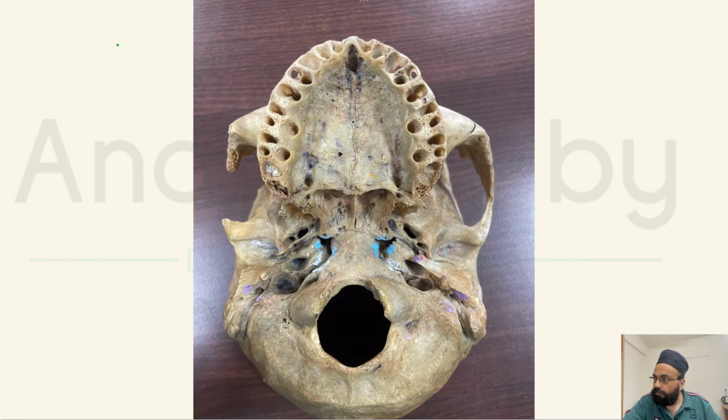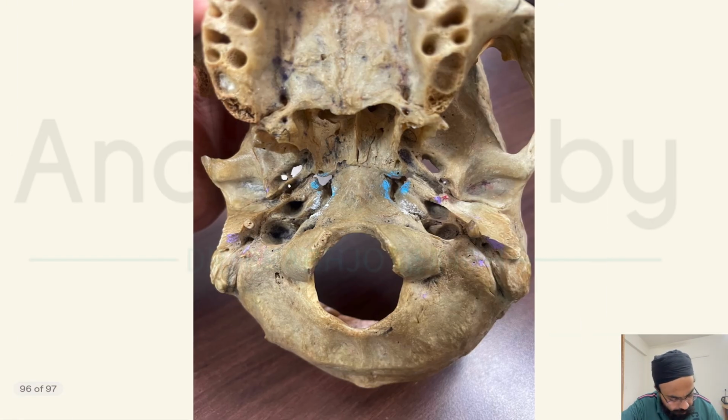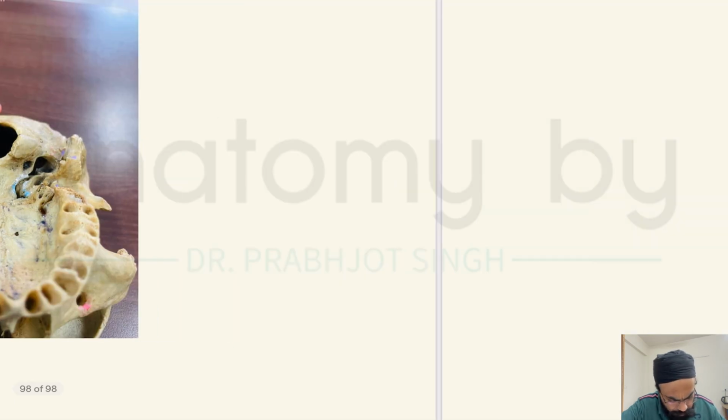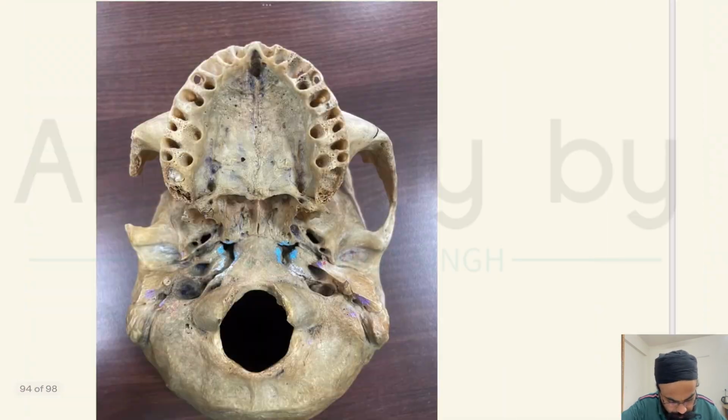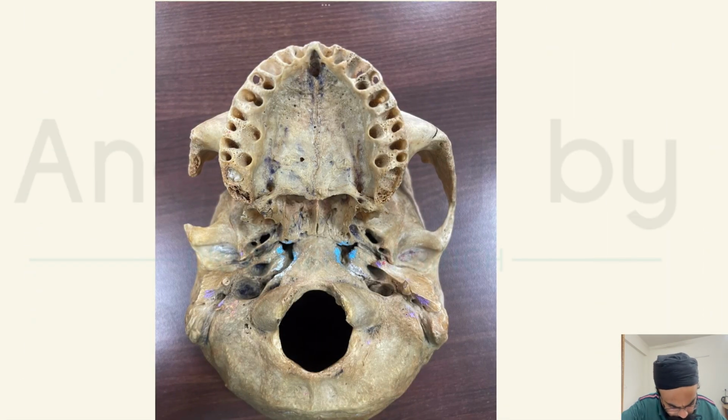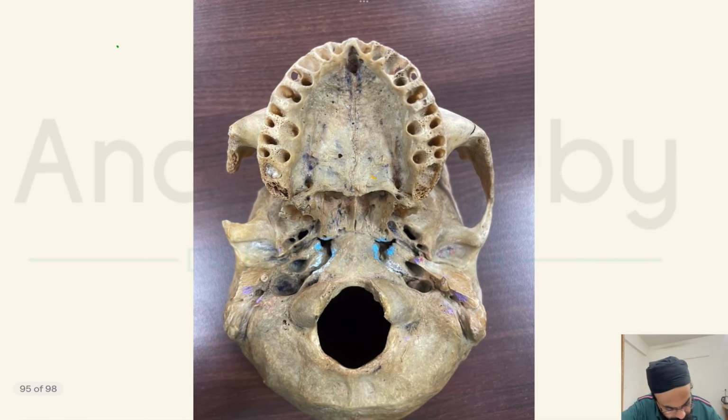Next topic that we need to cover in Norma Basalis is the pterygoid plates and pterygoid hamulus. For that let me find some other image. One is this and one is this. These are the two pterygoid plates, one over here and one over here.